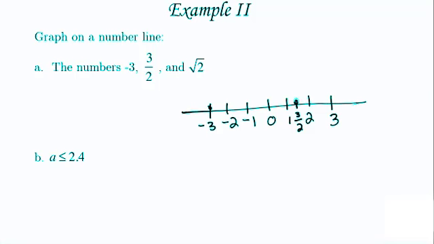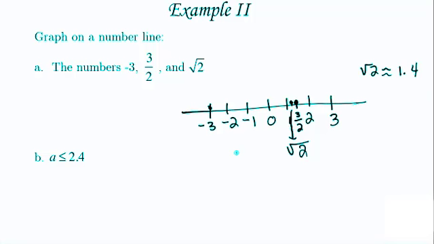Make it bigger. And the square root of 2. Now, the square root of 2 is an irrational number, but I can put it on the number line. I'm just going to approximate it as 1.4. So the square root of 2 is approximately equal to 1.4, and I have 3/2, which is 1.5. So therefore, the square root of 2 is going to be pretty close to that. It's going to be right next to it on the number line. So I graphed these three numbers, -3, 3/2, and square root of 2 on the number line.